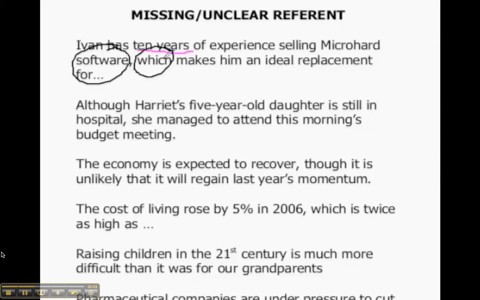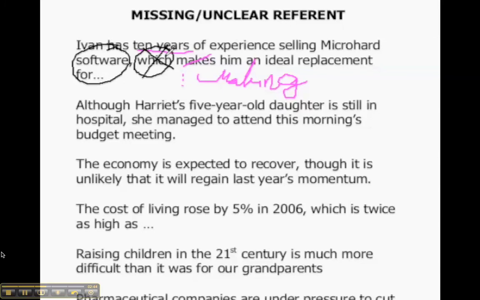So, I would not use which here. I would not use a relative pronoun. It would be best to say, Yvonne has 10 years of experience selling micro-hard software, comma, making him an ideal replacement, simply using a gerund after the comma. All right. So we can say making him an ideal replacement. Very good. All right, now the next one.